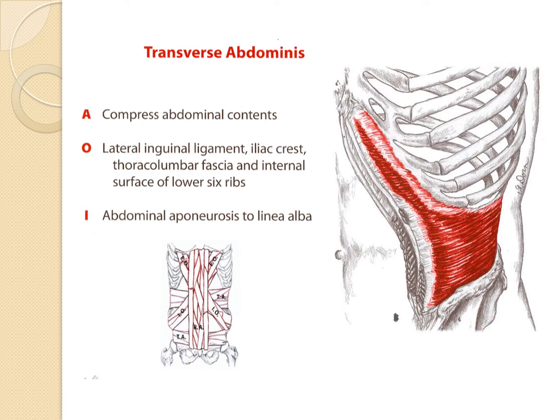The transverse abdominis muscle's main function is to compress the abdominal contents. It originates on the inguinal ligament, iliac crest, thoracolumbar aponeurosis, and lower 6 ribs. It inserts on the abdominal aponeurosis.